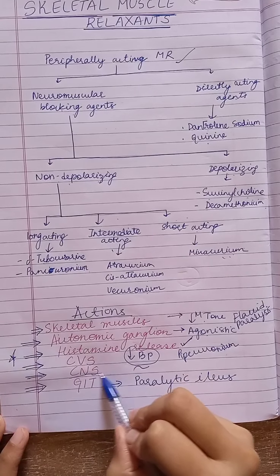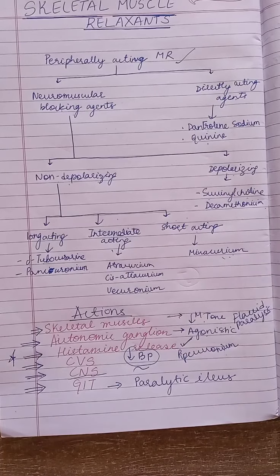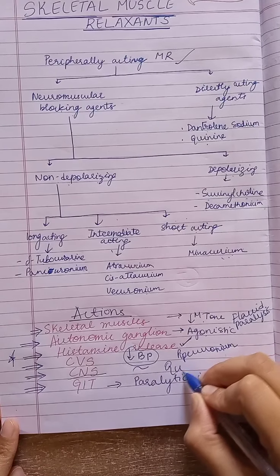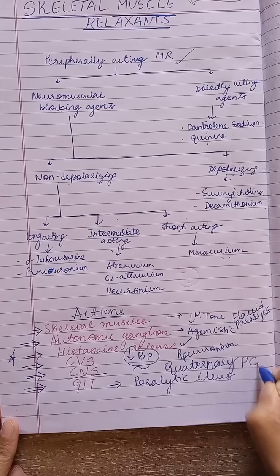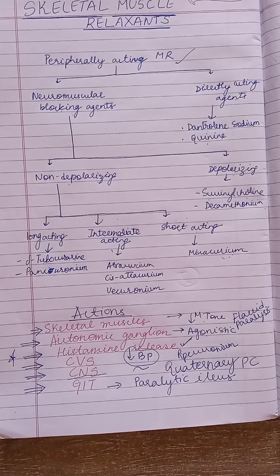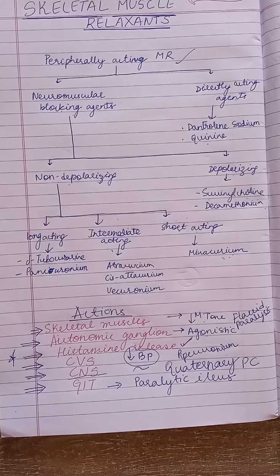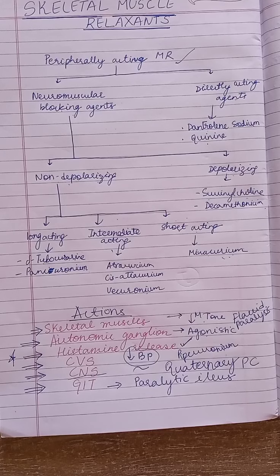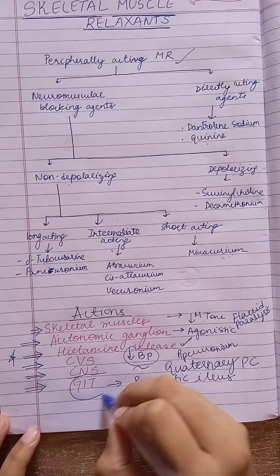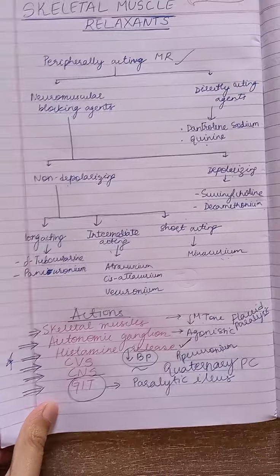On the CNS, we all know that the skeletal muscle relaxants are nothing but quaternary polar compounds. And therefore they cannot cross the blood-brain barrier and do not enter the CNS, and therefore do not have any specific action on the CNS. Sometimes they might cause CNS toxicity, which is seen very rarely. On the GIT, they cause paralytic ileus.